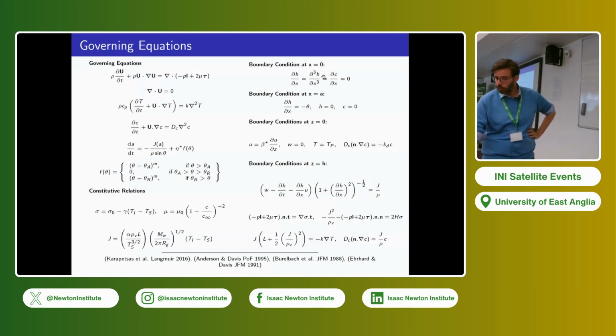This is the equation for the concentration of the particles. We have particle deposition here, as the boundary condition, and the contact line dynamics. But somehow we copy-paste what we used from Anderson and Davis in a paper from '95. Okay?